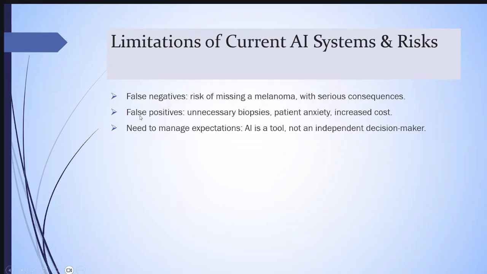See, I'll tell you, false positives are always better than false negatives, because with false positives, only money and stress is there. When it is a false negative, as a doctor, I'll tell you, this will give me a lot of medical legal issues. You missed it, so you have to face the consequences. So that is the limitation of the current system, and we need to manage the expectation. People have to understand, both on the clinical side and the common man, that AI is a tool and is not an independent decision making body.